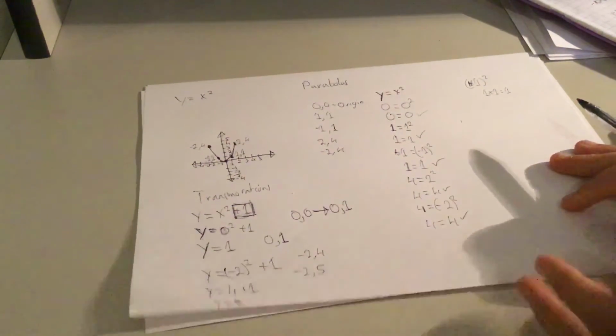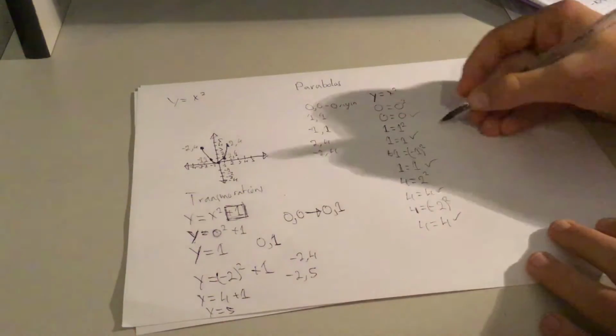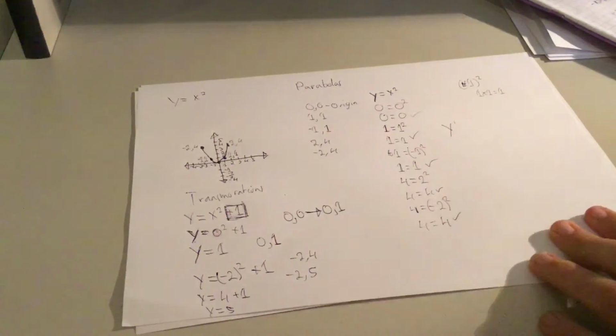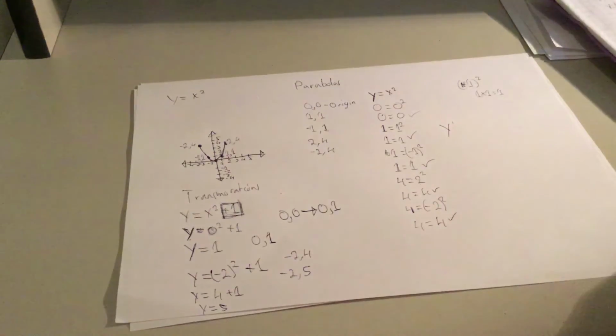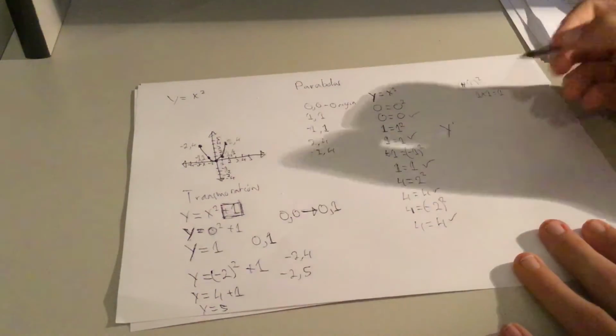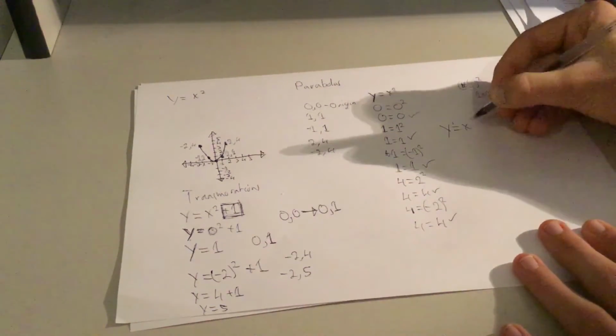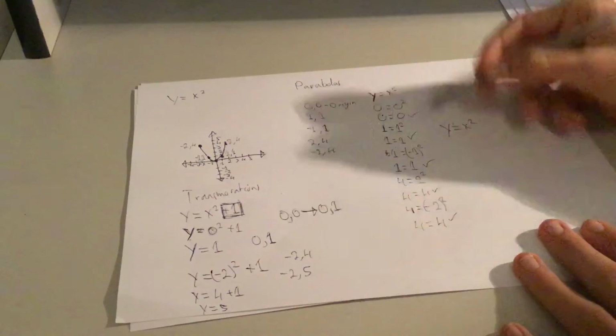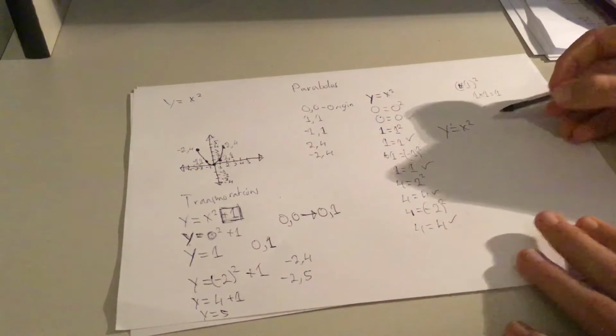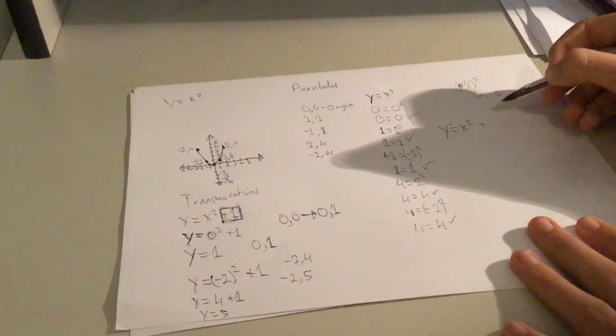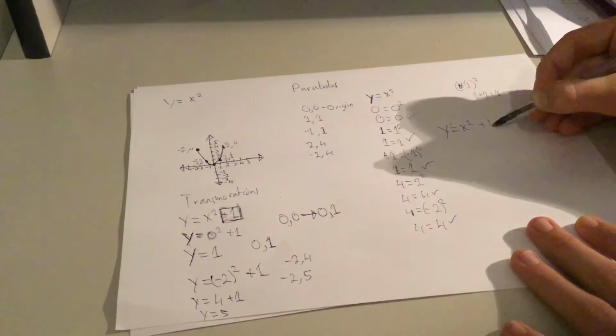So we can move on and do some more. If we were to do a slightly larger transformation, let's say y equals x squared plus 12.